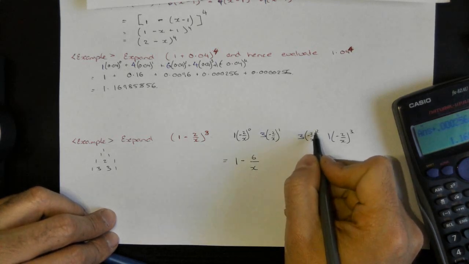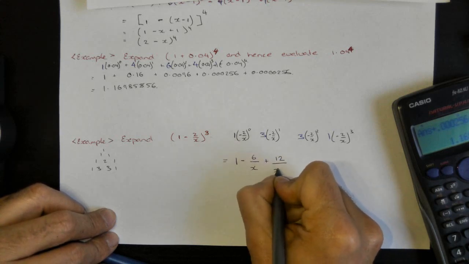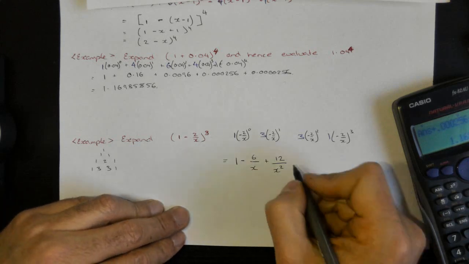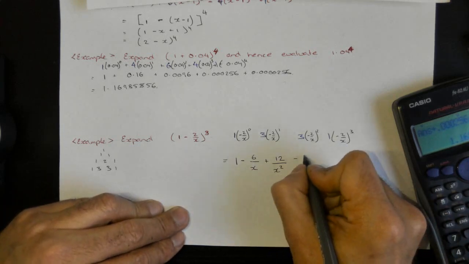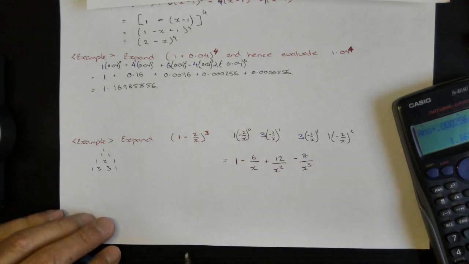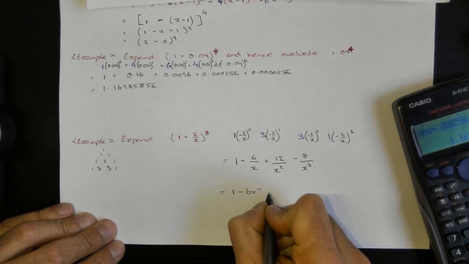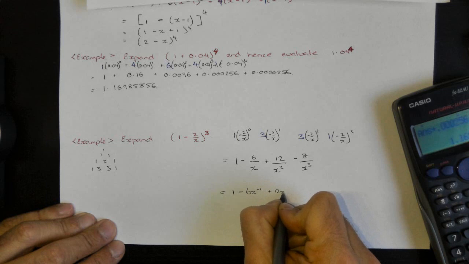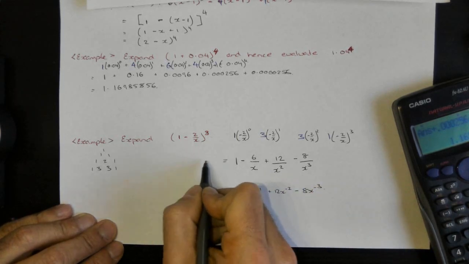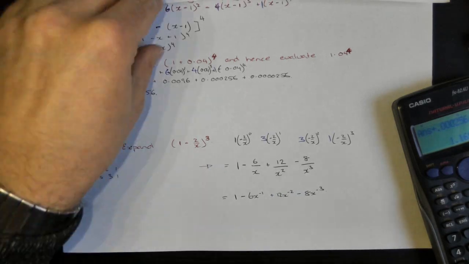2 squared becomes 4. 4 times 3 is 12. Do not forget to square the bottom. That becomes negative 8 over x cubed. We can also write it as 1 minus 6x to the negative 1 plus 12x to the negative 2 minus 8x to the negative 3, but usually we prefer to write it in that form. And that's basically it.